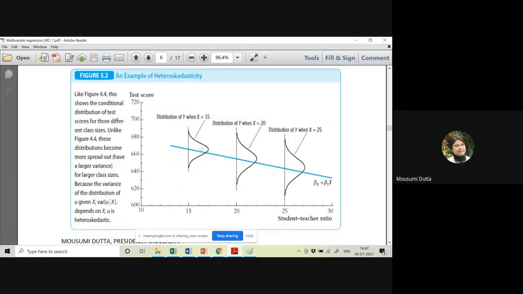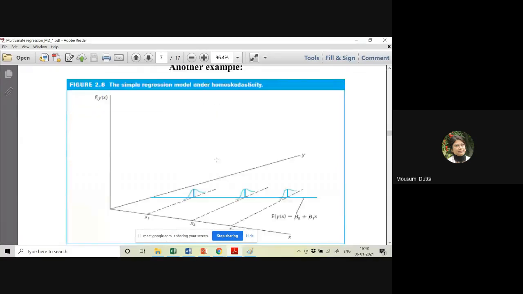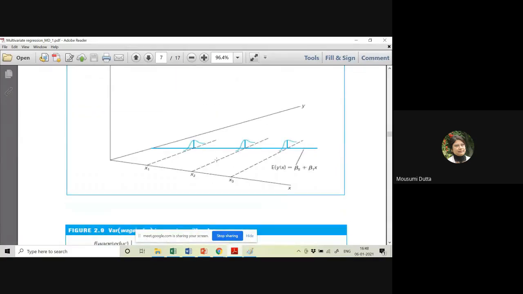However, if we look at this diagram, the dispersion is changing as we move from the value 15 to 20 to 25. We find that for different strata, the distribution is different. So this is the idea of heteroskedasticity: the spread of the scatter around the fit varies in the context of heteroskedasticity, whereas it is identical for homoscedasticity.